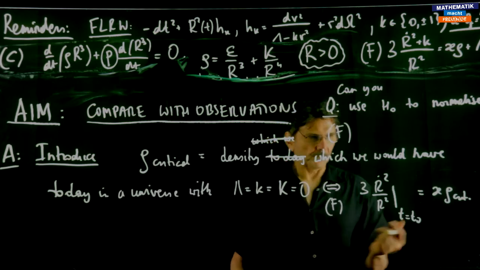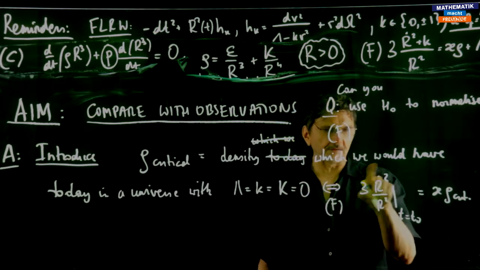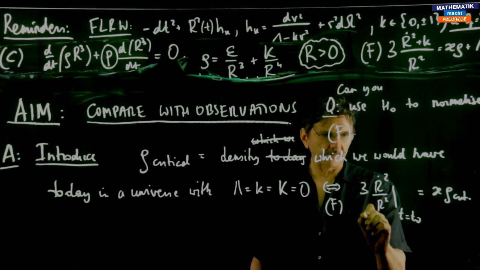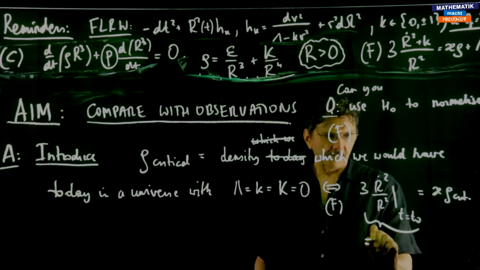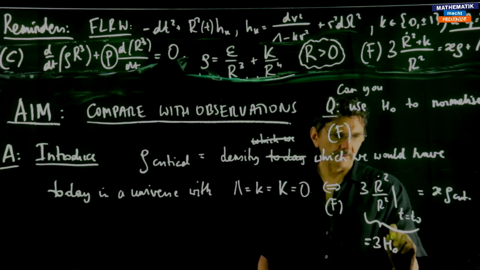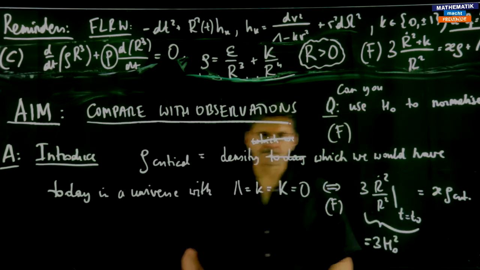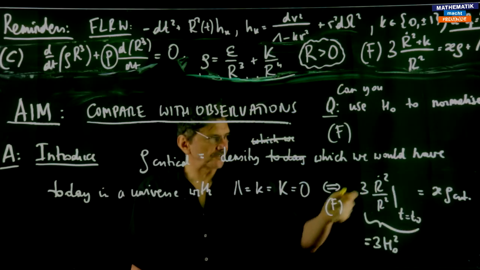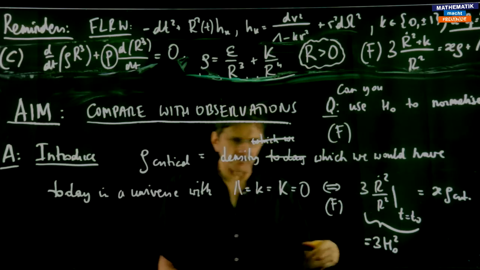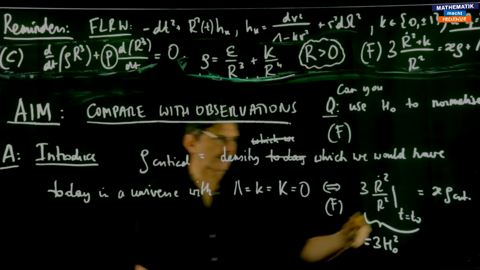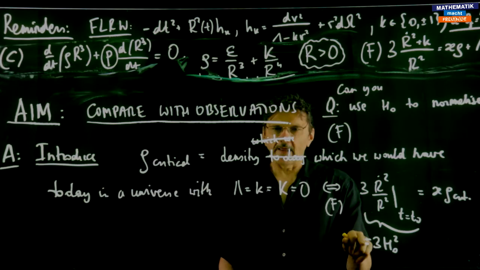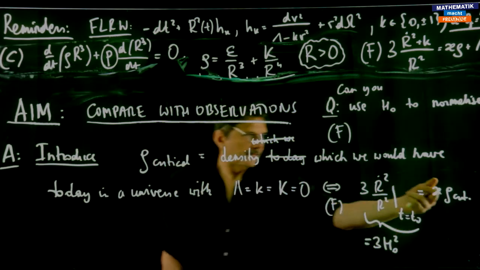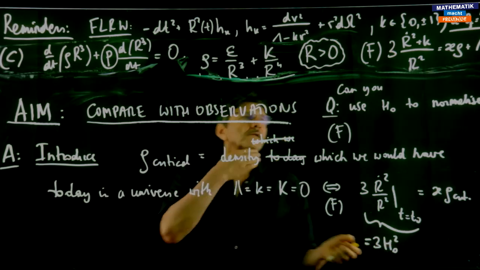And now the thing to notice is that this is of course nothing but three times the Hubble constant today, squared. Kappa is the constant coming from the Einstein equation, something like 8 pi G over c to the fourth. So this one we know, and we know H0 squared. This is our definition of this critical density.